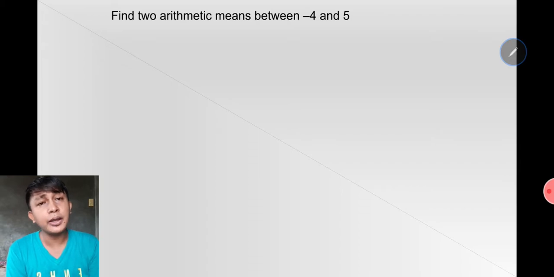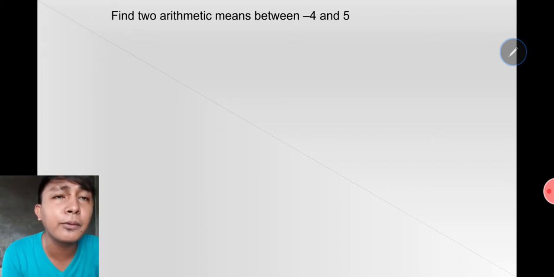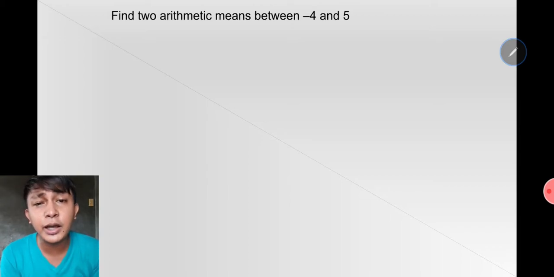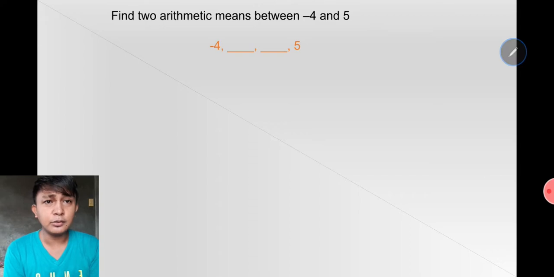So example, find two arithmetic means between negative 4 and 5. So we all know na kapag ang arithmetic mean ang hinahanap, negative 4 and 5 are two non-consecutive numbers. So there are two numbers between negative 4 and 5. Let us illustrate. So we have negative 4, a blank, and 5, since we are to find two arithmetic means between negative 4 and 5. So how will we get this?